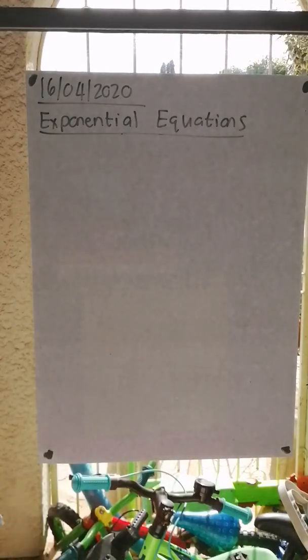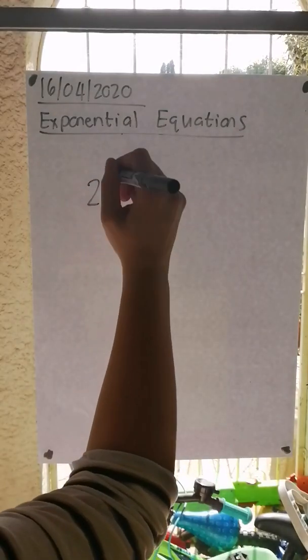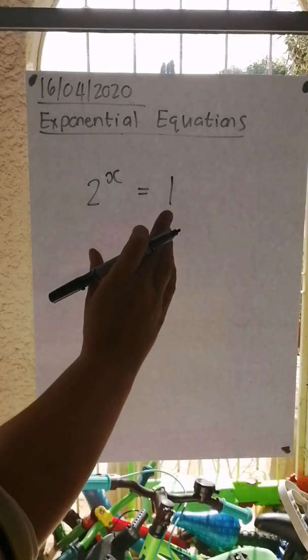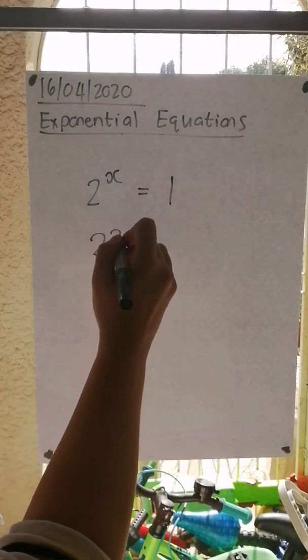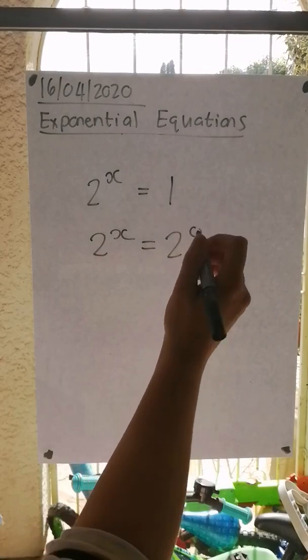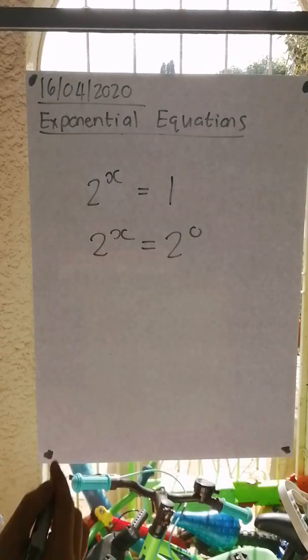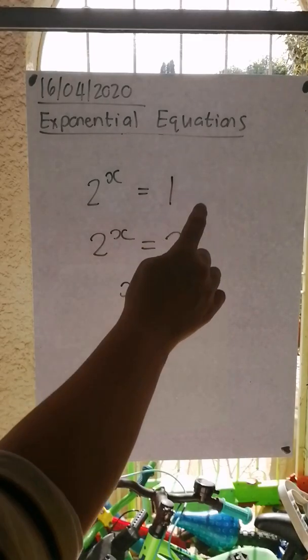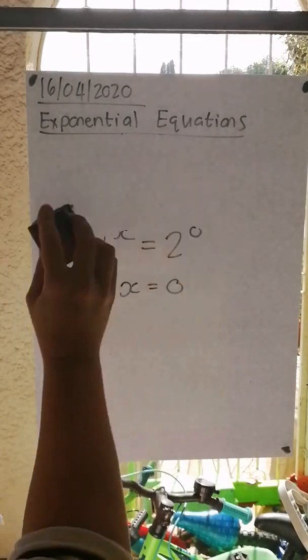The other thing that you must remember is that if I had 2 to the power of x equals 1, okay, what is the trick here? If it equals 1, writing them as the same bases, 2 to the power of 0 gives me 1. So x would be 0. Okay, so those are things that you learned from the previous years.